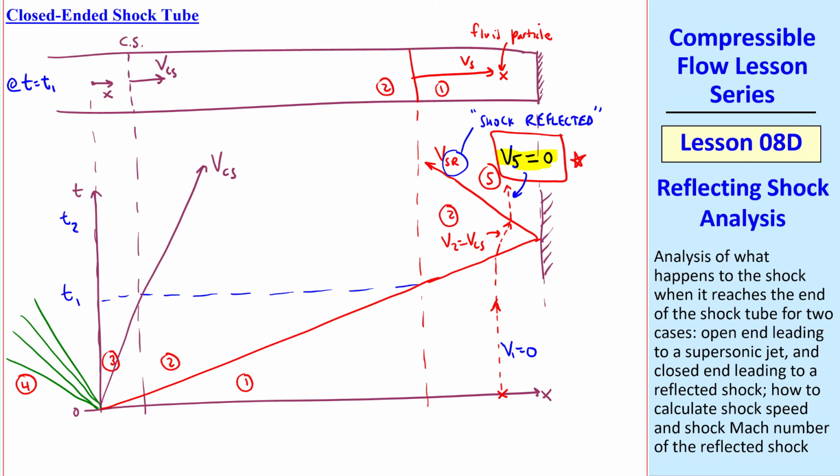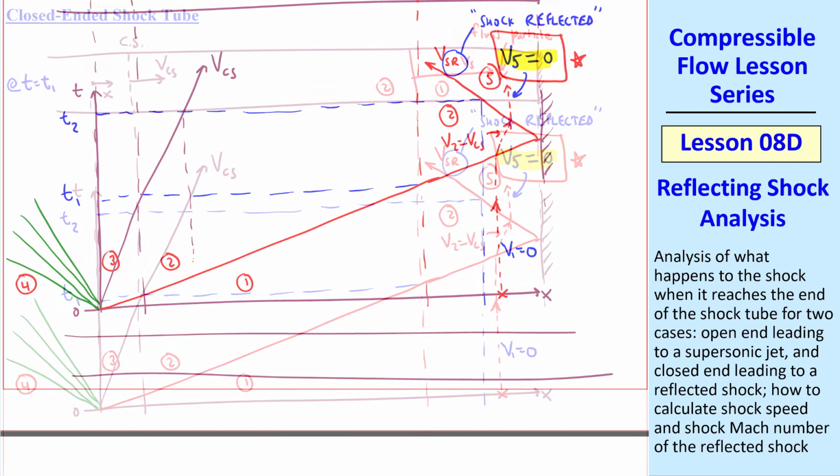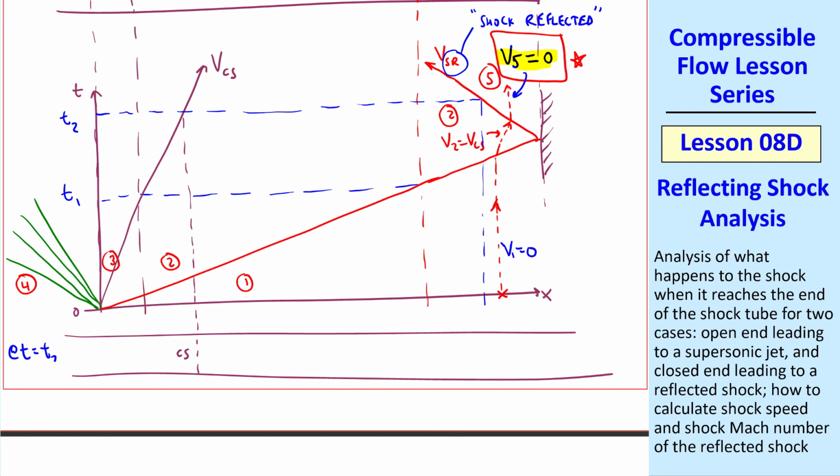Let's pick some later time t2 after the shock has reflected, and again sketch our shock tube. The contact surface has moved here at time t2, and the reflected shock is now here, moving at some speed VSR. And this is now region 5, which has reflected off this solid wall. So I'll remove this portion of this shock tube. This is region 2, and this reflected shock moves at some Mach number MSR, the Mach number of the reflected shock. So now we need to analyze this moving shock, moving from right to left now, from region 5 into region 2.